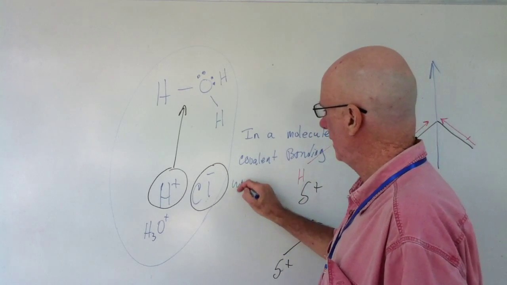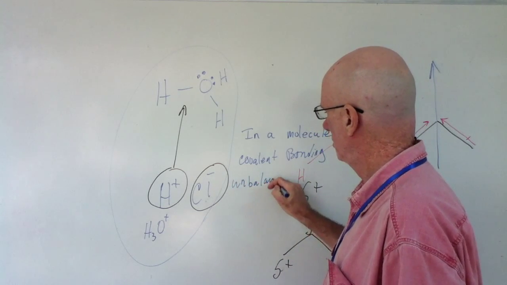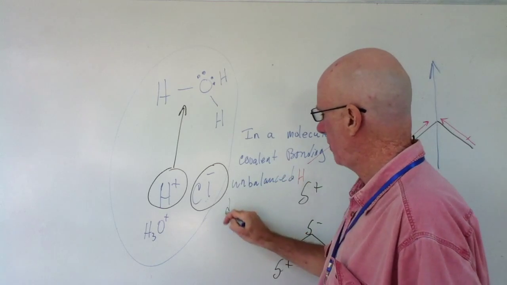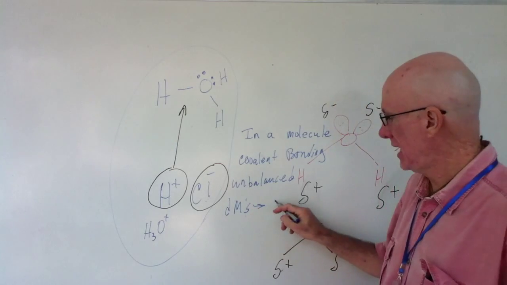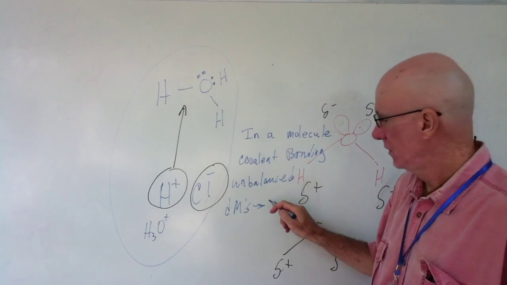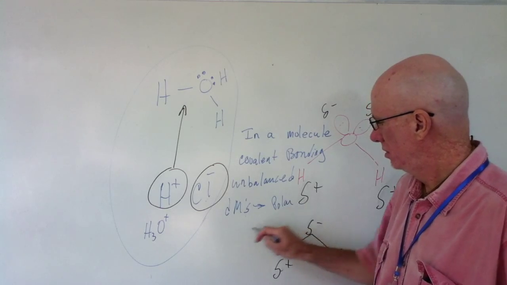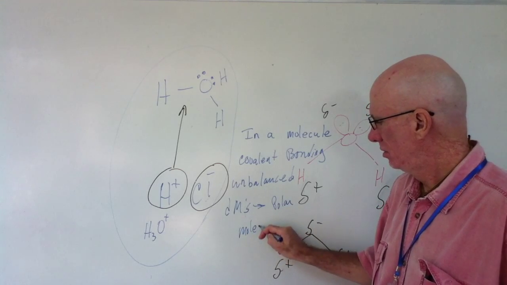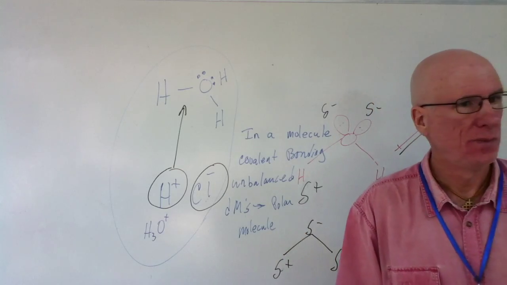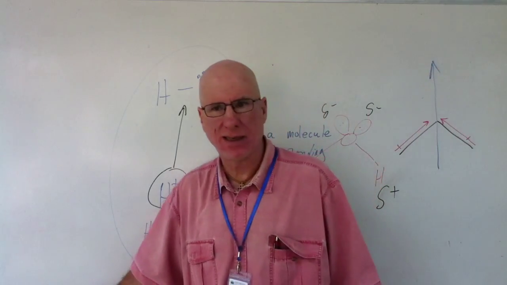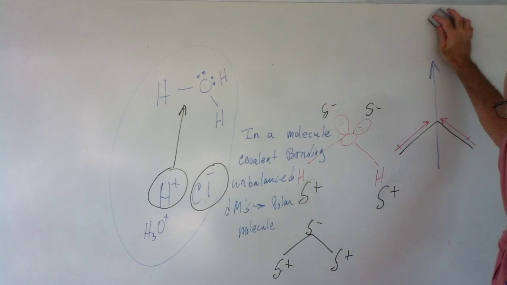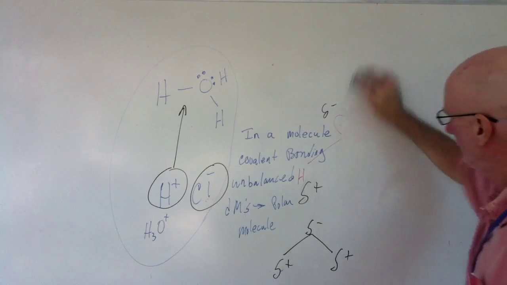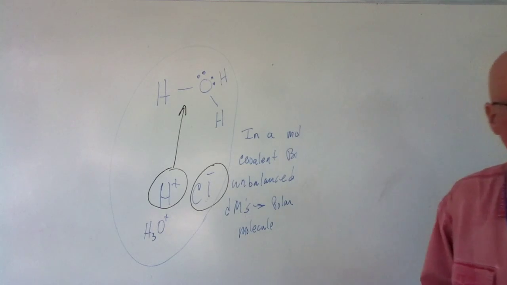If you have unbalanced dipole moments, that creates a polar molecule. Let me give you some examples. I'm going to cheat a little bit here. I know class is over, right? Okay. Can I just show you something really quick? Okay. So let me just show you.